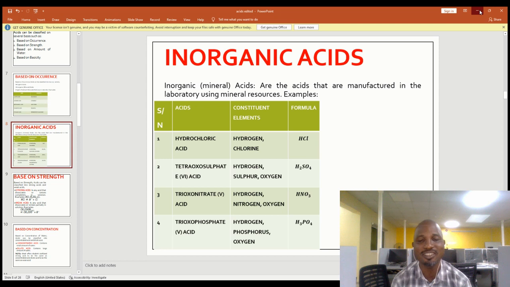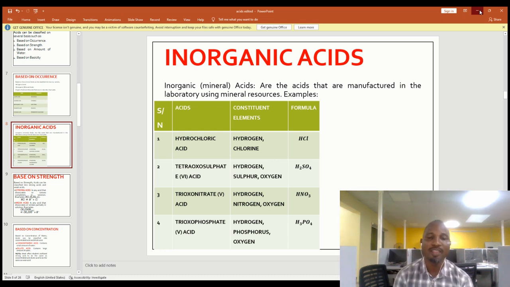Example is hydrochloric acid containing hydrogen and chlorine, and the formula is HCl. The other one is tetraoxosulfate 6 acid. It contains hydrogen, sulfur, and oxygen, and the formula is H2SO4. Then we have trioxonitrate 5 acid. Some people call it nitric acid. Then it has hydrogen, nitrogen, and oxygen.